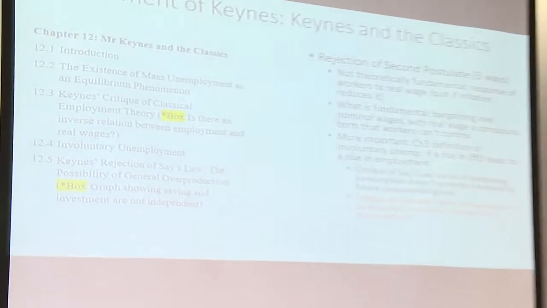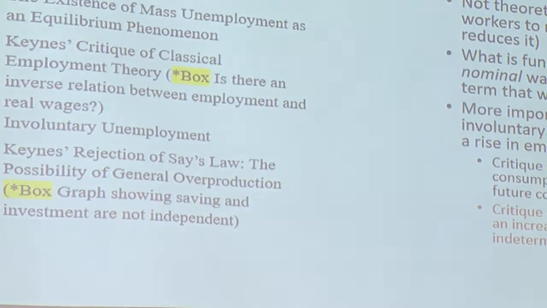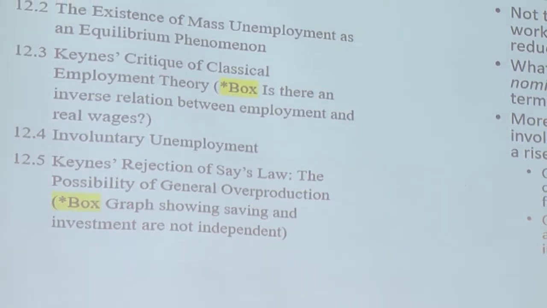What is fundamental, Keynes argued, is that they bargain over nominal wages, and I'll come back to that. They cannot bargain over the real wage, and the neoclassical labor market uses a real wage. But what's even more important comes at the very end of his chapter two, and so we introduce that and then take it up in the next chapter, which is that he provides a definition of involuntary unemployment. If a rise in effective demand leads to a rise in employment, then you must have had involuntary unemployment. So actually, the answer is the theory of effective demand, which he did not want to present in chapter two. He just hints at it at the very end.